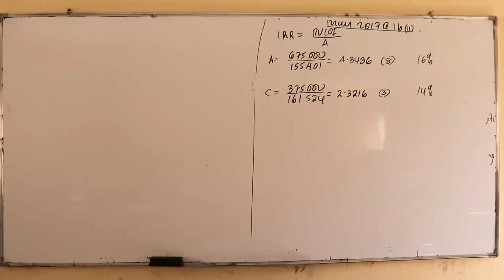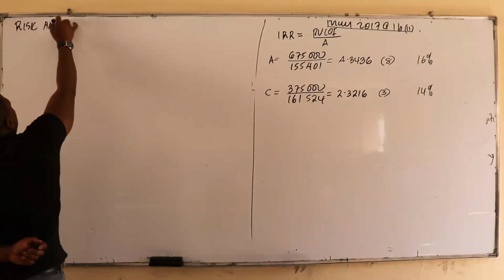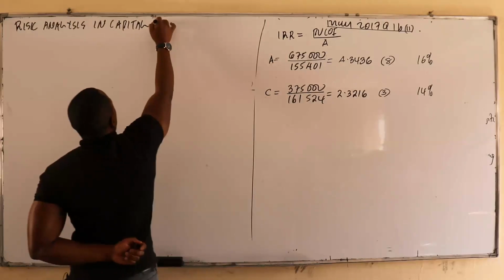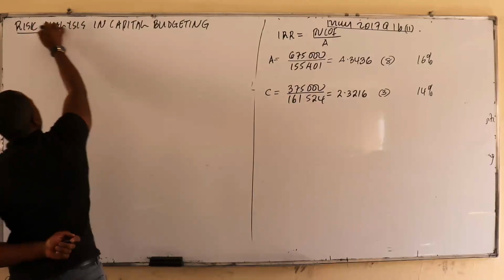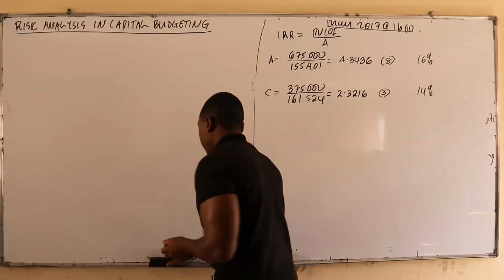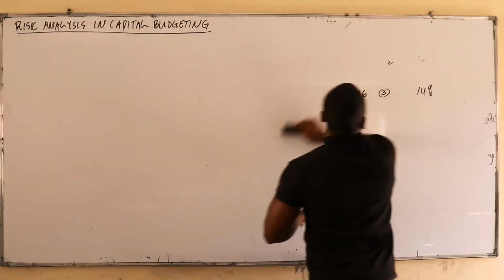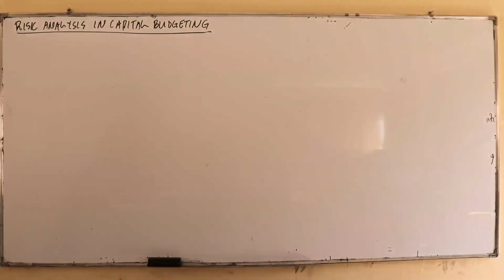So now that marks the end of the first topic, advanced capital budgeting. Now let's go to the second topic, which is related to that. That's risk analysis in capital budgeting.